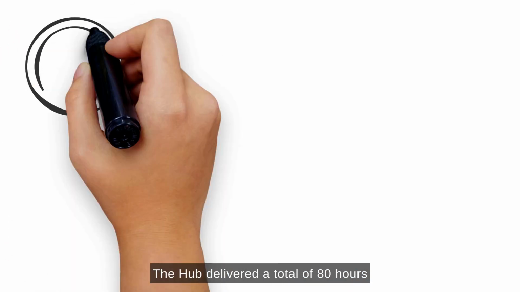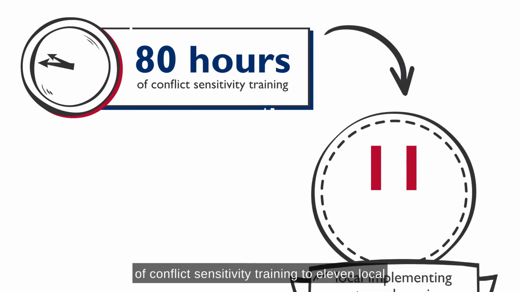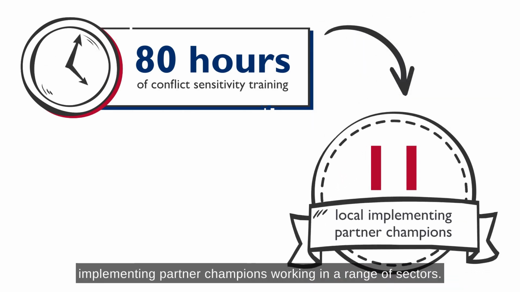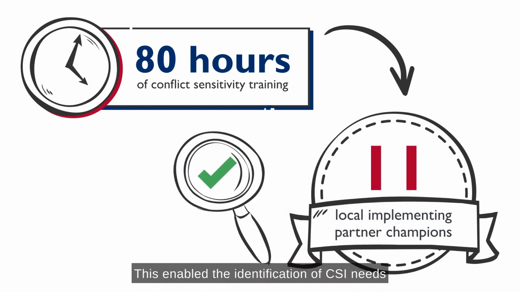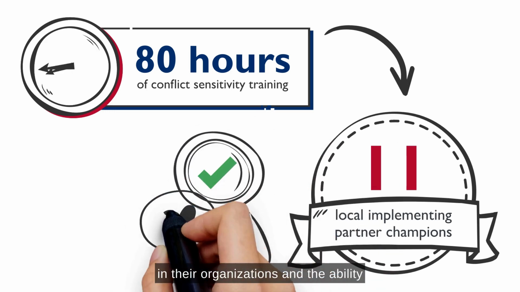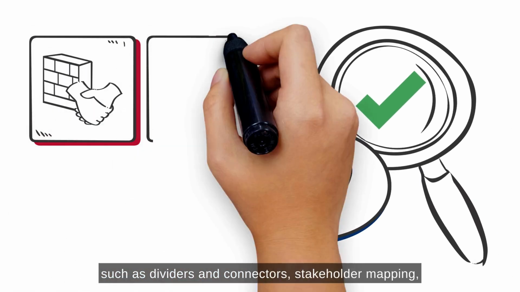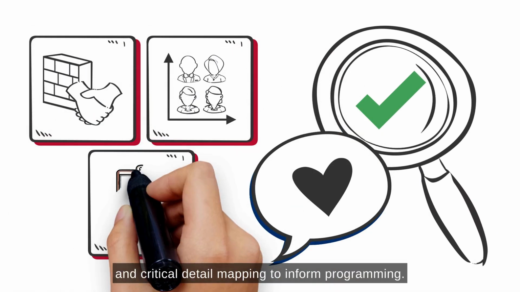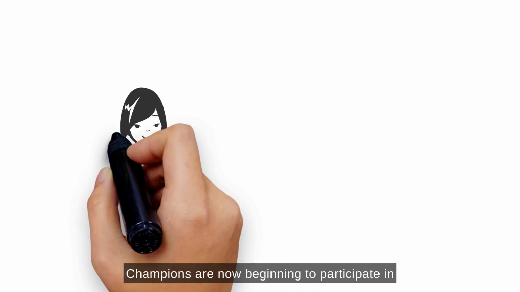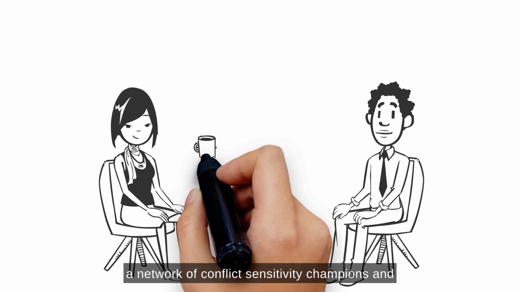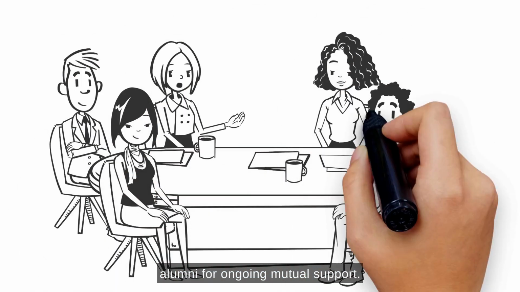The Hub delivered a total of 80 hours of conflict sensitivity training to 11 local implementing partner champions working in a range of sectors. This enabled the identification of CSI needs in their organizations and the ability to lead conflict sensitivity exercises, such as dividers and connectors, stakeholder mapping, and critical detail mapping to inform programming. Champions are now beginning to participate in a network of conflict sensitivity champions and alumni for ongoing mutual support.